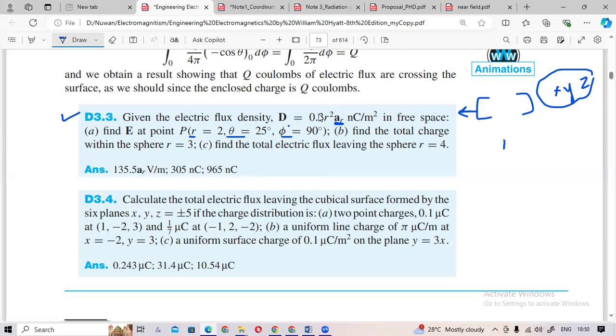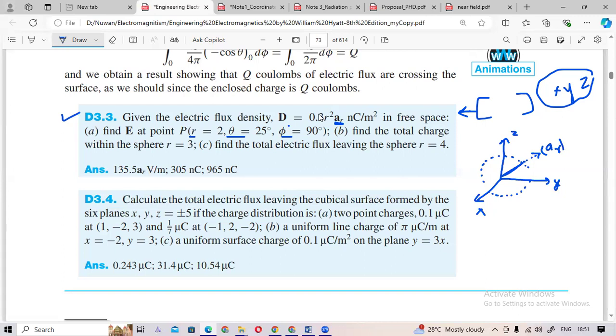If you consider the spherical coordinate X, Z, you have to consider the sphere. This is R, and the R direction is this one. That is the R direction, shown using the unit vector in the R direction.